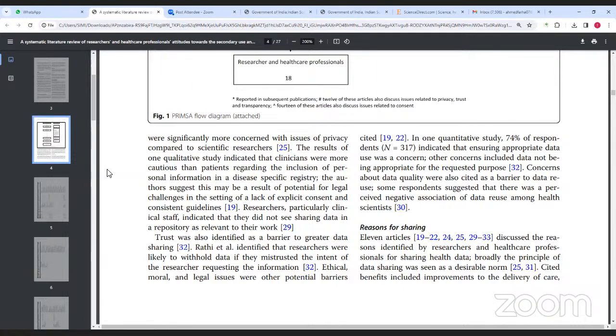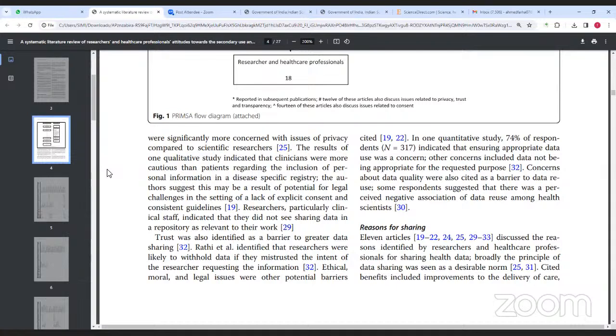In one quantitative study, 74% of respondents, that is n equal to 317, indicated that ensuring appropriate data use was a concern. Other concerns included data not being appropriate for the requested purpose. Concerns about the data quality were also cited as a barrier to data reuse. Some respondents suggested that there was a perceived negative association of data reuse among health scientists.